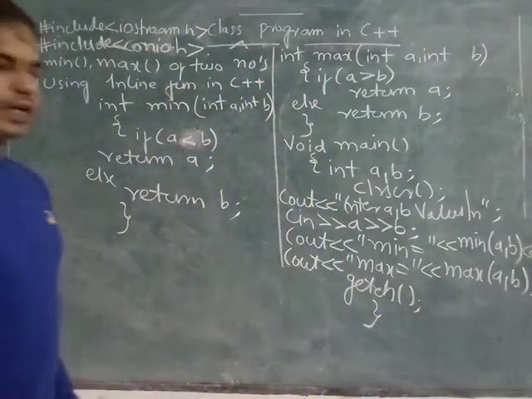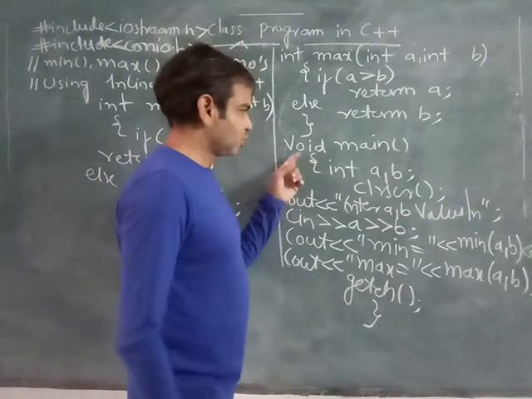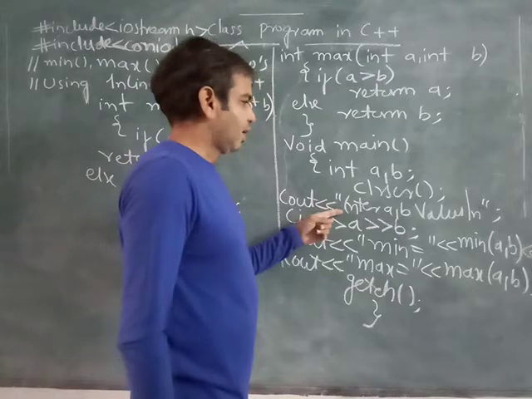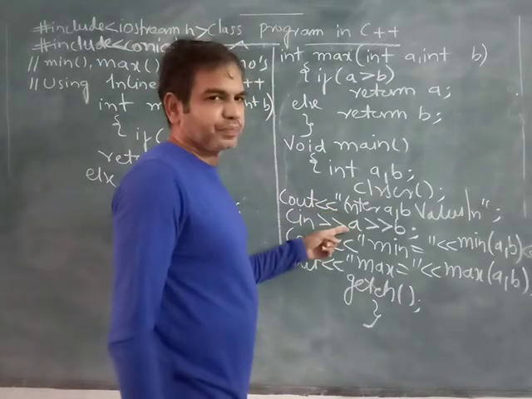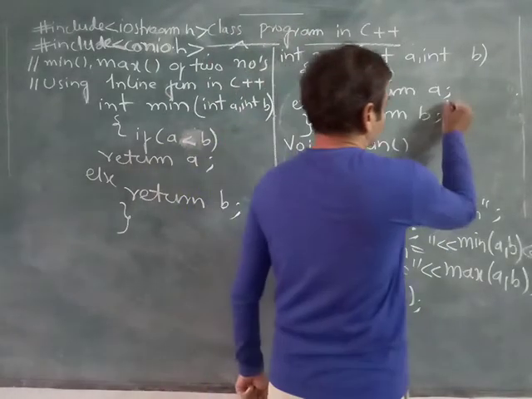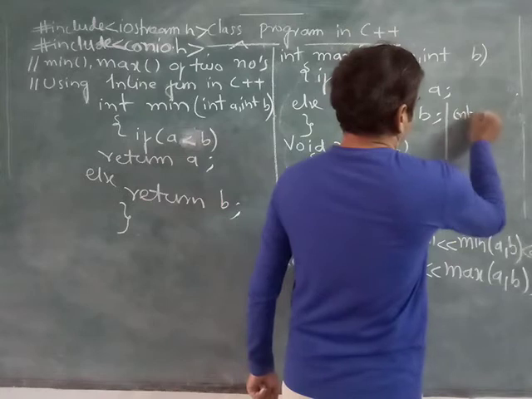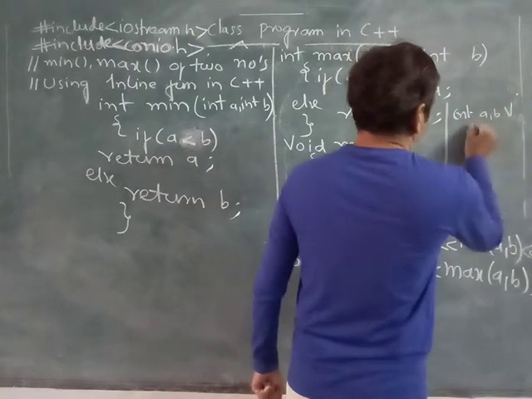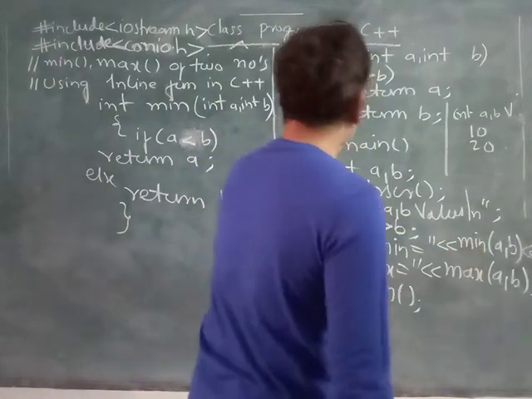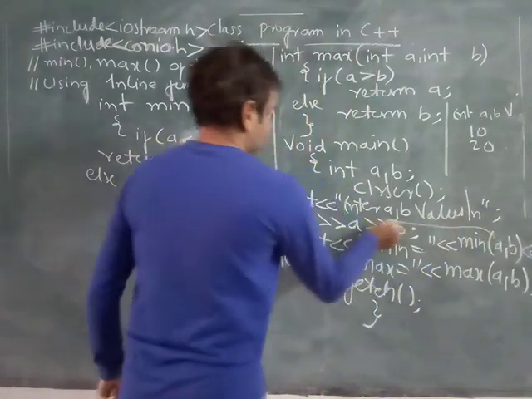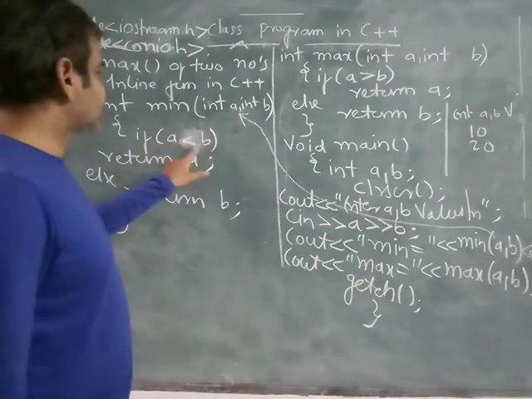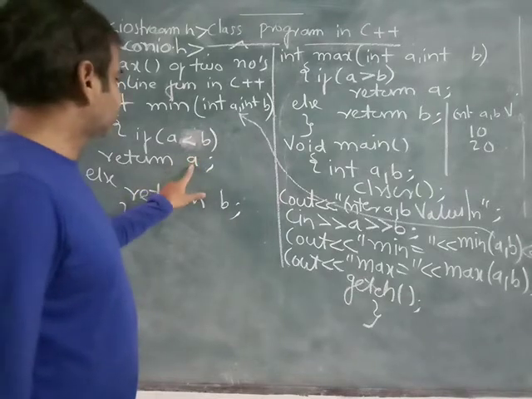Okay. If you trace the program, the cursor comes to void main. Here it will take integer a, b, then clrscr. Enter a, b values, cin a, b. So the program will ask you to enter a, b values. So I am entering 10, 20. So 10 comma 20 will go to this location. So the cursor comes here. So a value 10, b value 20. 10 less than 20 condition is true, so return a.